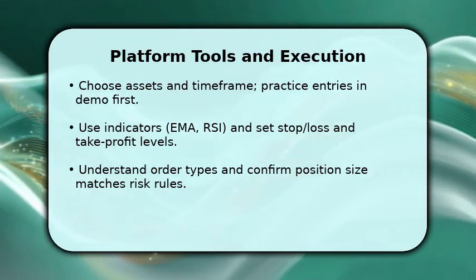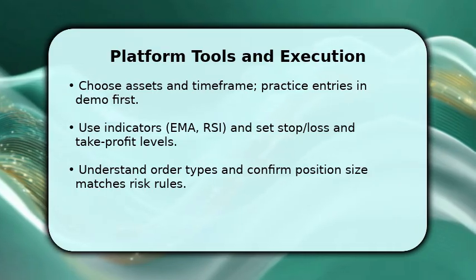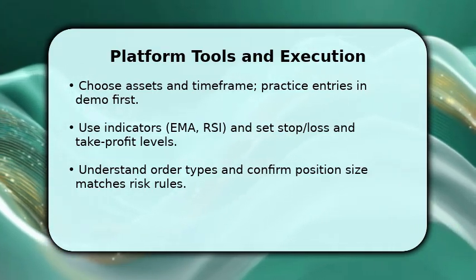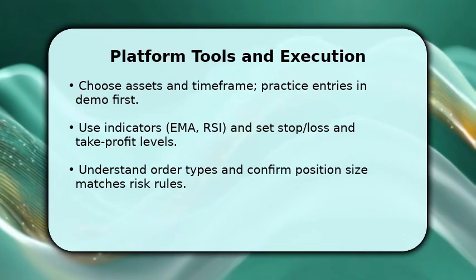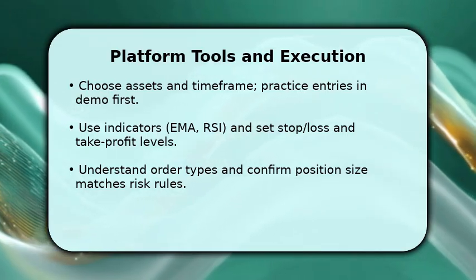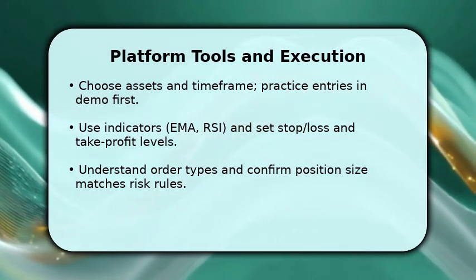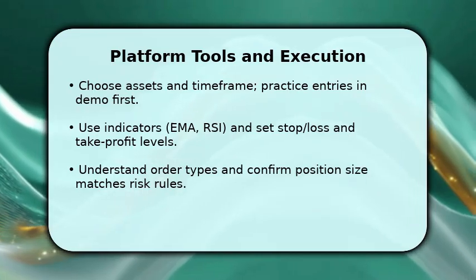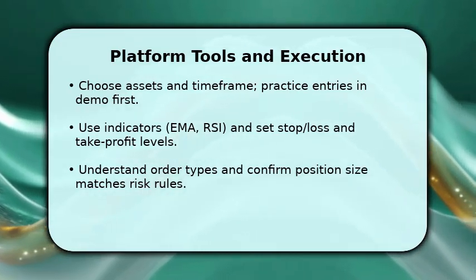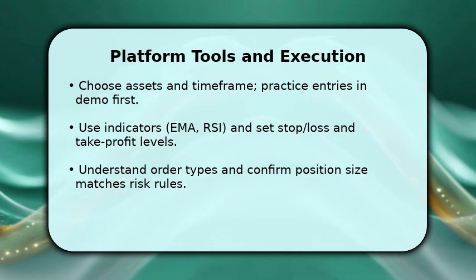Make sure to set stop loss and take profit before you execute so emotions don't change your plan. Also confirm order type and calculate position size to match your predefined risk percentage. If volatility spikes, reduce size or wait. Discipline beats guessing when the market is noisy.